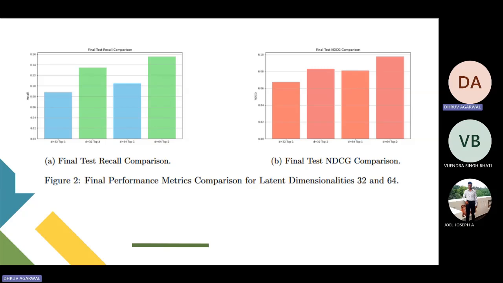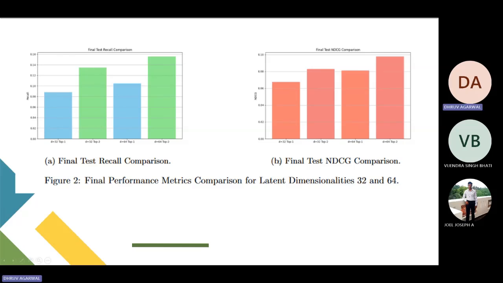These are the final test recall comparisons. As we can see, D64 top 20 has more recall as compared to D32 top 20, and similarly D64 top 40 has more recall as compared to D32 top 40.